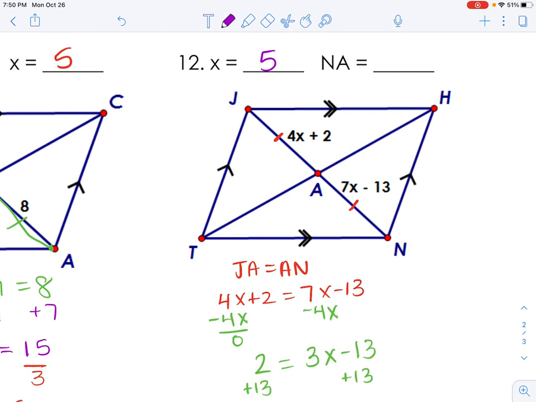Now, to use that information to find NA, we know that NA is equal to the expression 7x minus 13. We're going to use this and we're going to plug in 5 for x. So we get 7 times 5 minus 13. 7 times 5 is 35. Minus 13, I get 22.